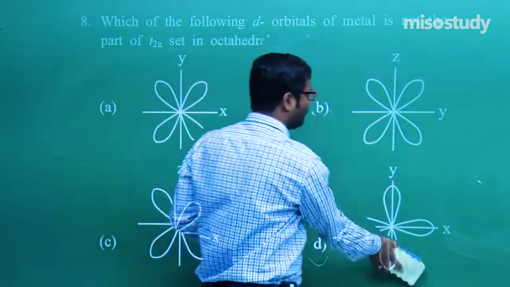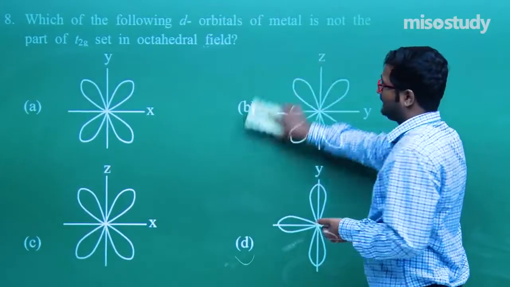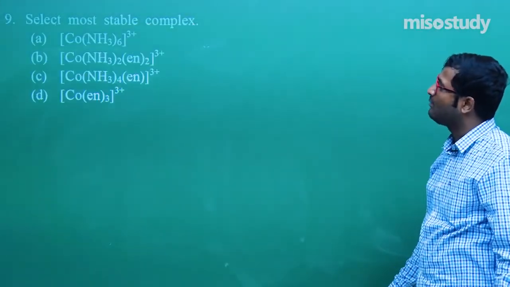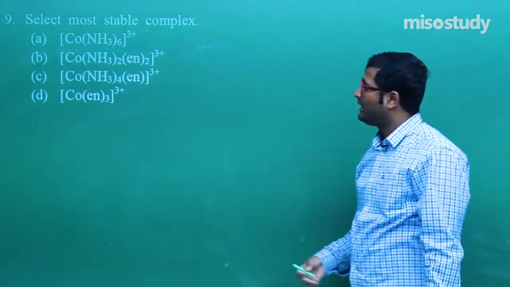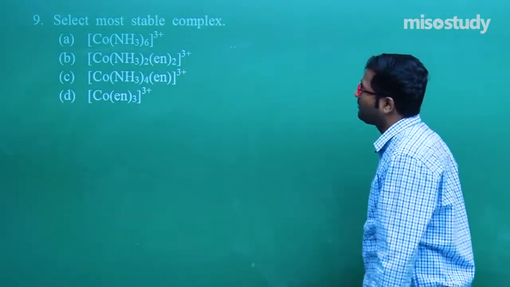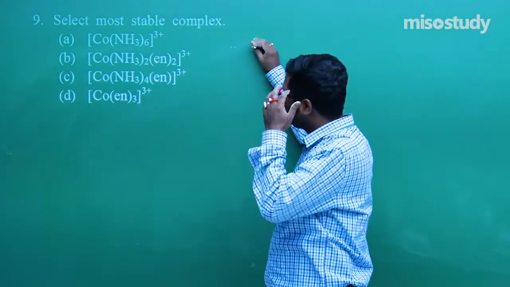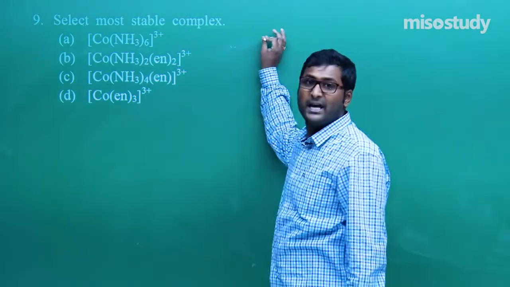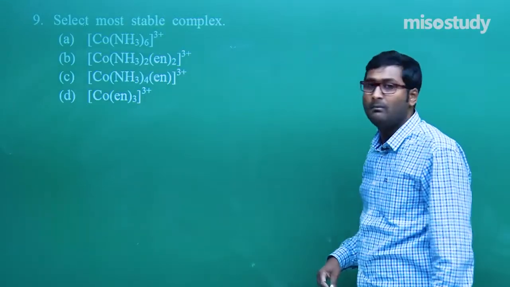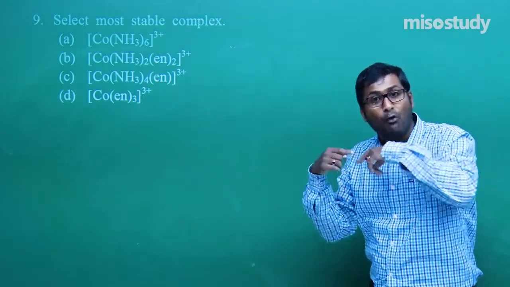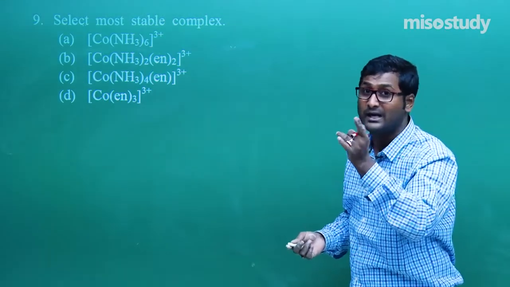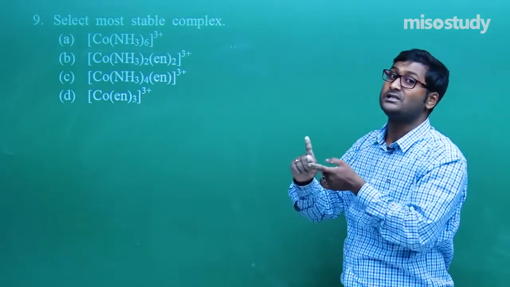Now let's move to the next question. Question number 9: select the most stable complex. First of all, for such options, check the ligands. Here one is a monodentate ligand and the other is a bidentate ligand. If there is a bidentate ligand, then definitely there is a possibility to form chelation. More the chelation, more is the stability, as I discussed earlier.